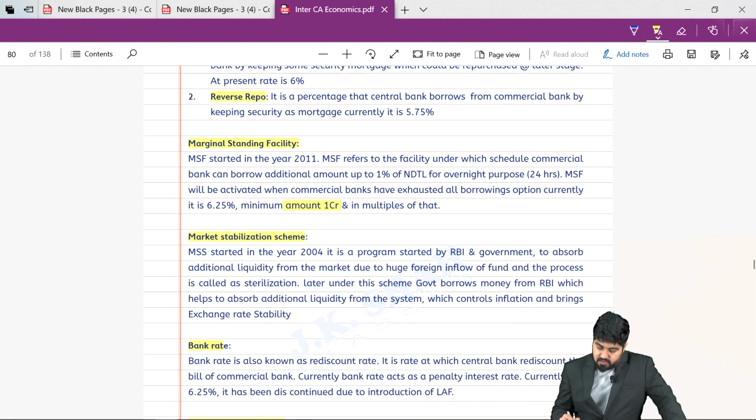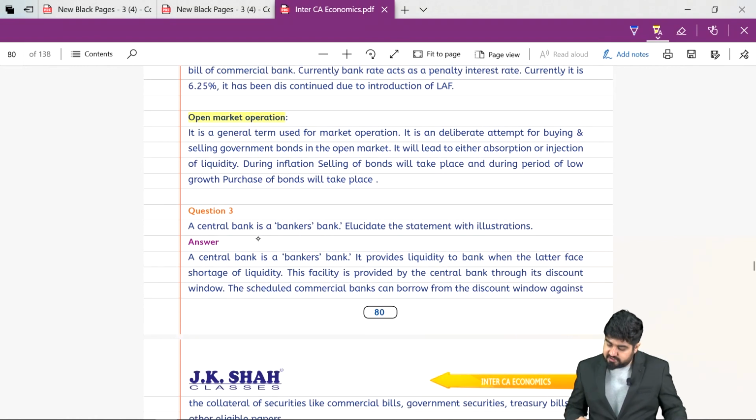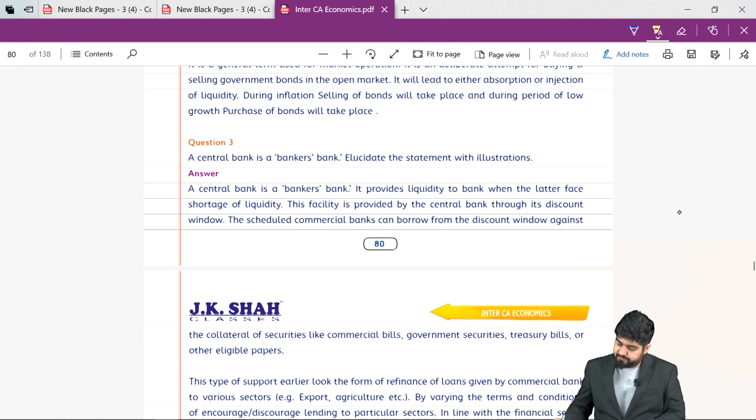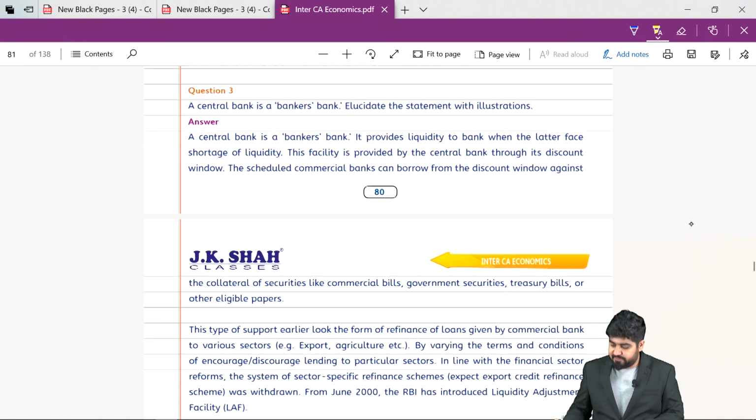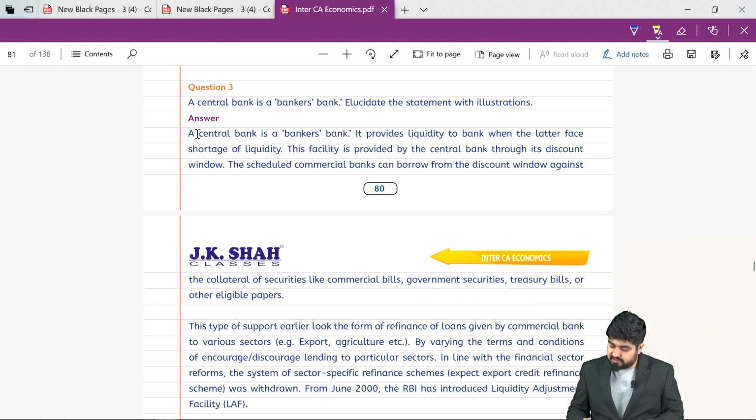Continuing. Central bank is a banker's bank. Yes, of course it is a banker's bank. Why? A central bank is a banker's bank as it provides liquidity to banks when the latter face a shortage of liquidity.